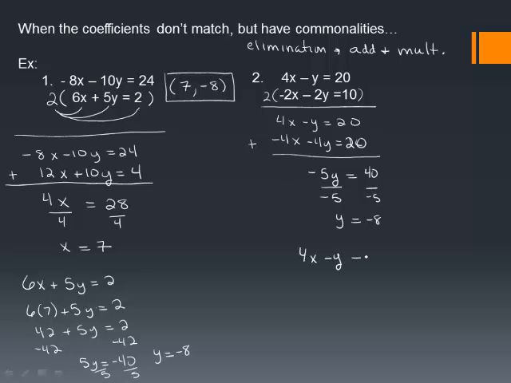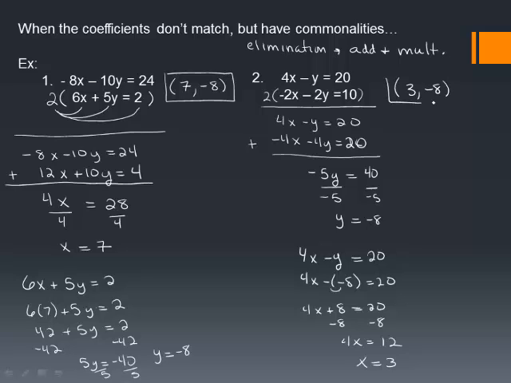So if I say 4x minus y is equal to 20, that gives me 4x minus -8 is equal to 20. That's positive 8. So 4x plus 8 is equal to 20. Subtract 8 from both sides. 4x is equal to 12. So x will be equal to 3. So my solution to this is 3, -8.